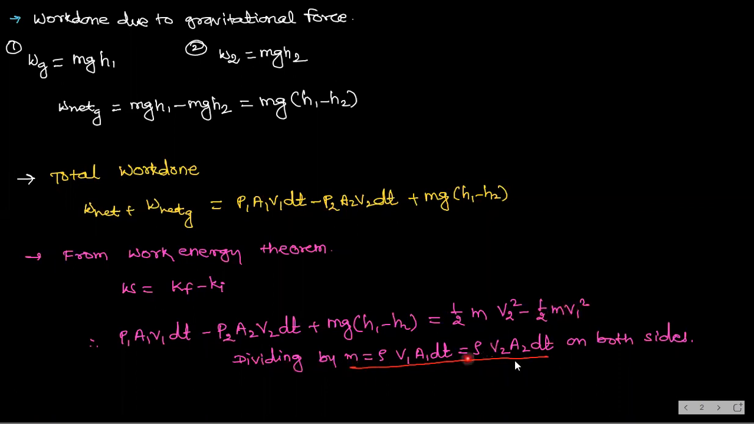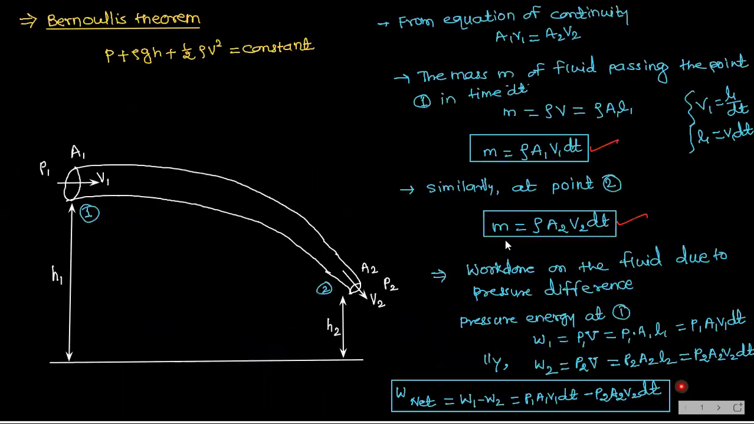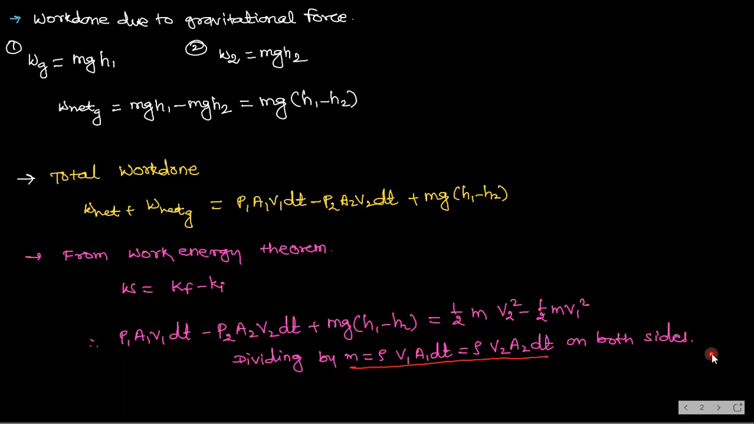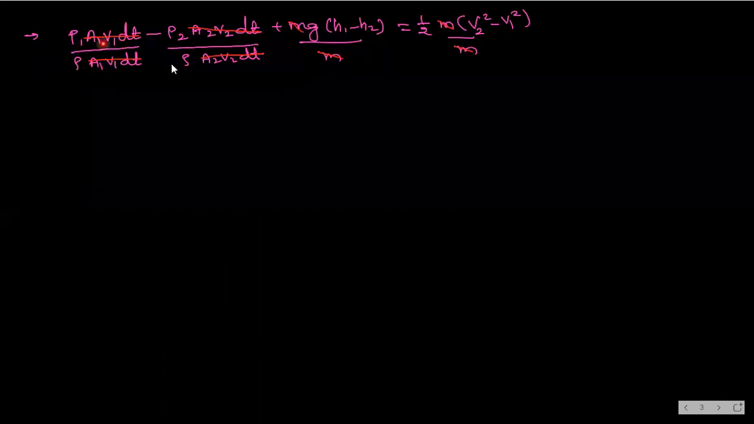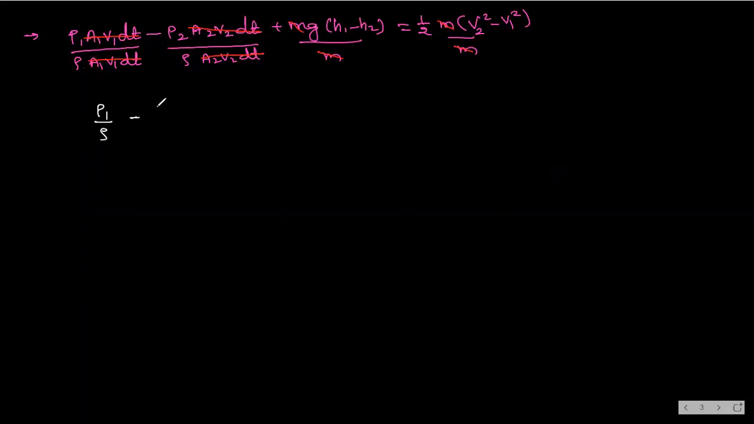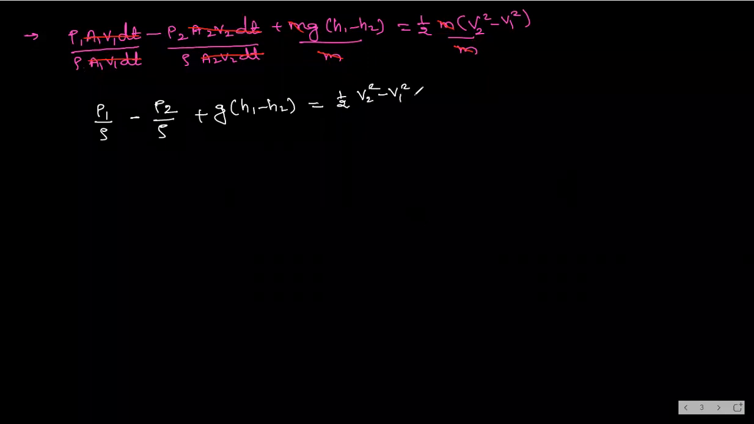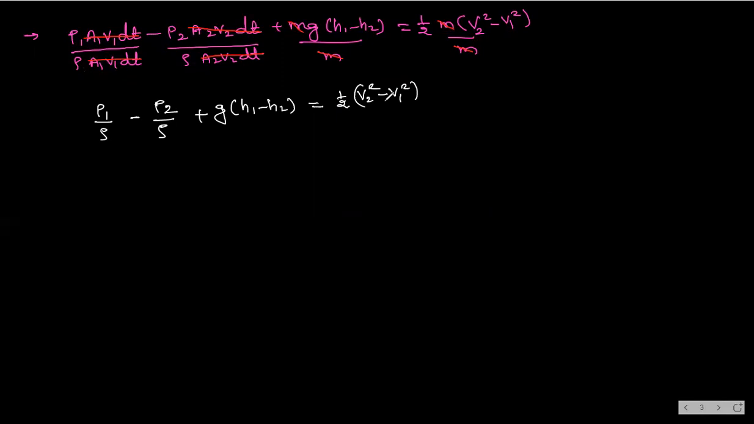And now dividing by m, this m value on both sides, which we have already taken here. Just divide this and cancel it. What is left now? You see. What is left now? P1 by rho minus P2 by rho plus g into (h1 minus h2) is equal to half (V2 square minus V1 square). Yes, no? Clear?